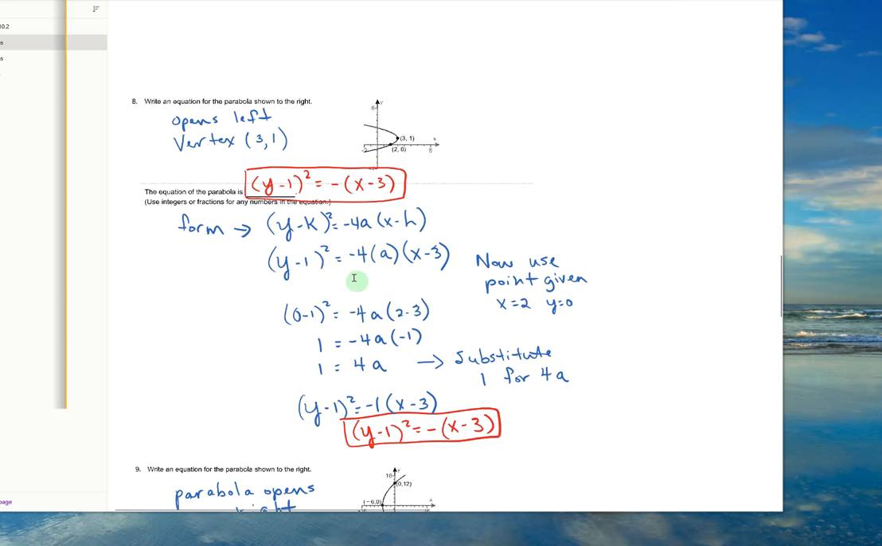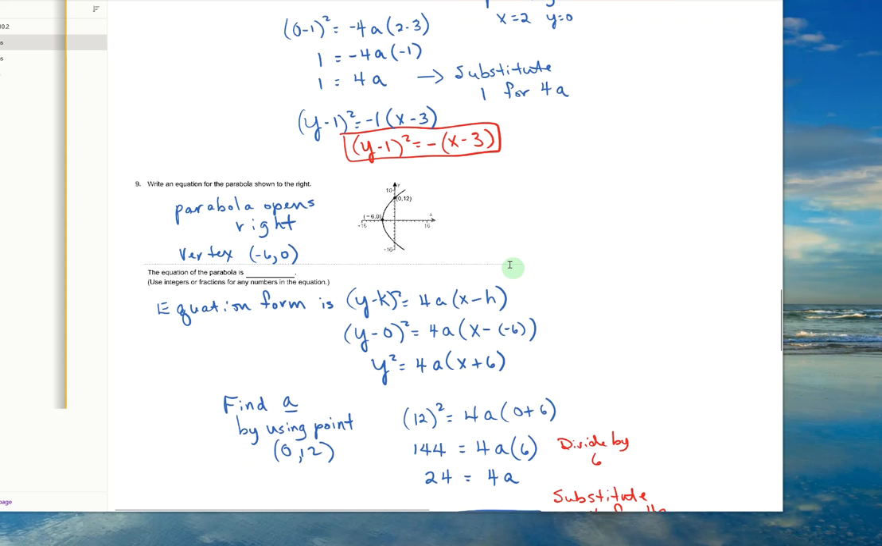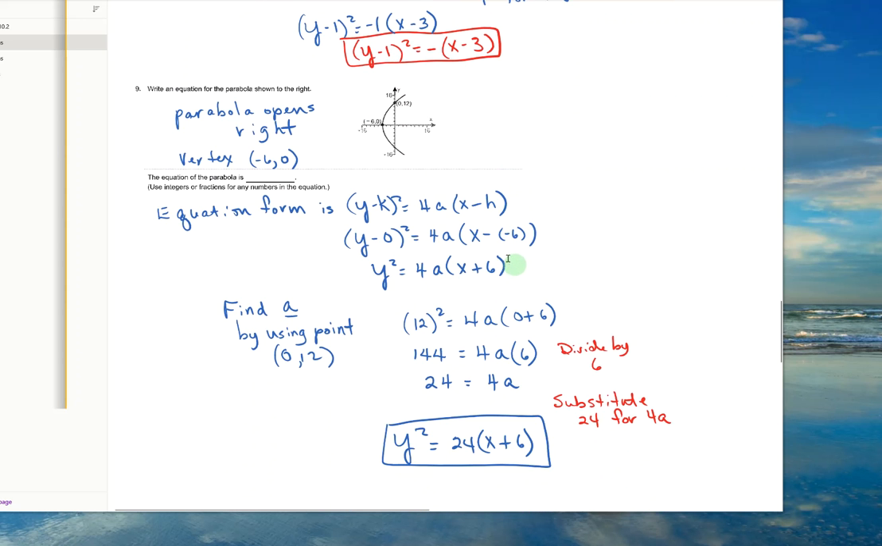We have a negative 1 because 4a is 1. So the negative's there, but we'll substitute in, and so we have (y minus 1) squared equals negative (x minus 3). And we got all that from looking at our equation and knowing what to do with our chart. Number 9 is the same thing.